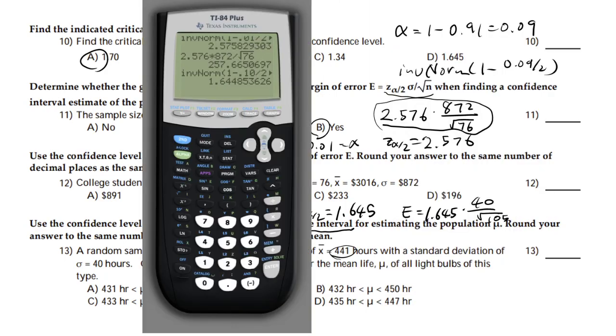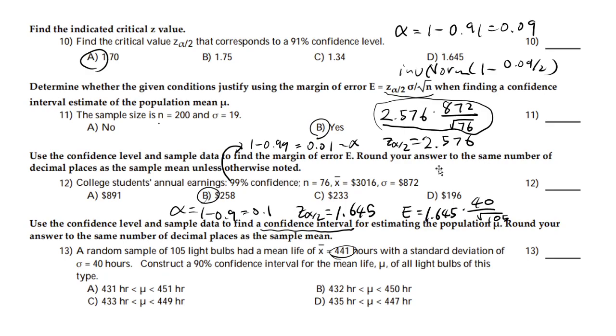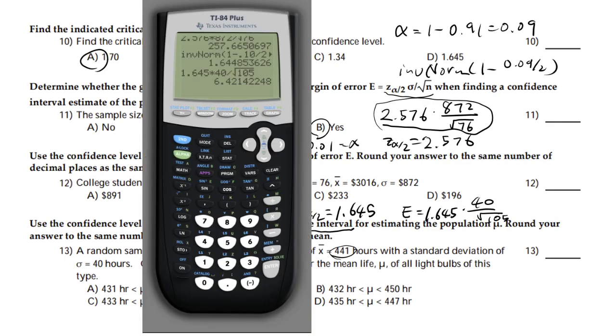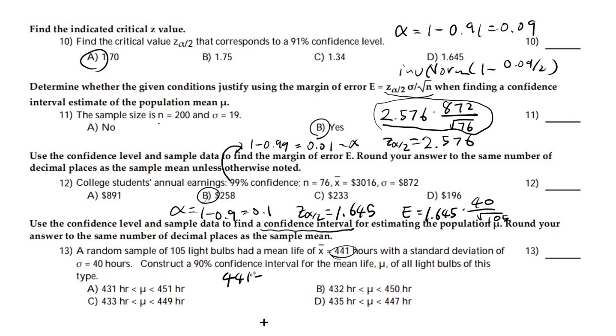So we're going to do 1.645 times 40 divided by the square root of 105, and then enter. You get 6.42. Okay, so that means the two values will be 441 minus, what was it, 6.42, or I guess they rounded to the nearest integer, so it would be 6. So 6.4 rounds to integer 6, right? So that's the interval, 441 plus 6. 441 plus 6 is 447, so this is the only one that matches, so this must be the answer.